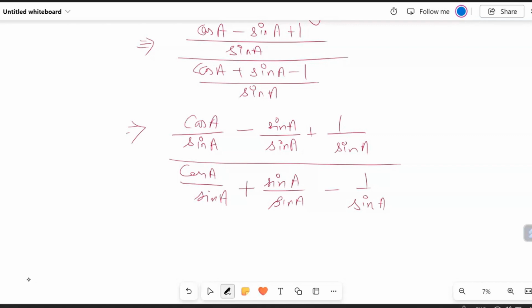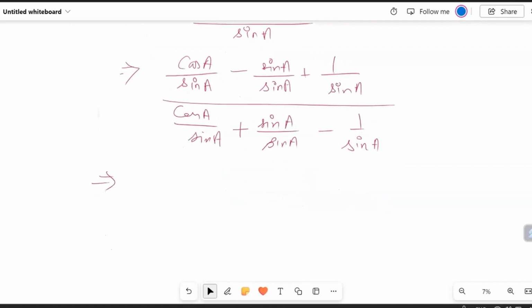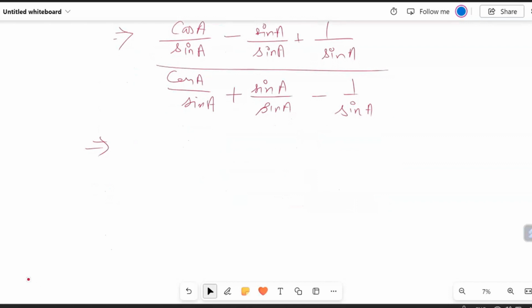Okay, so what is cos A upon sin A? It is the identity, and it is cot A. The ratio of cos A upon sin A is cot A. So we have introduced the cot A, which is already present in RHS.